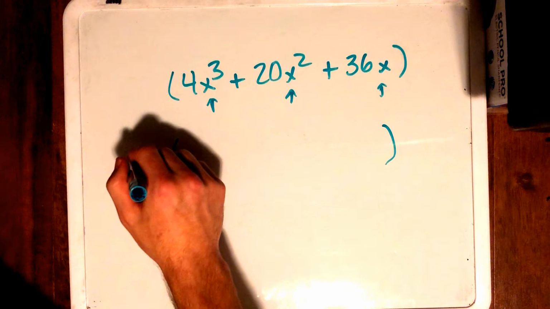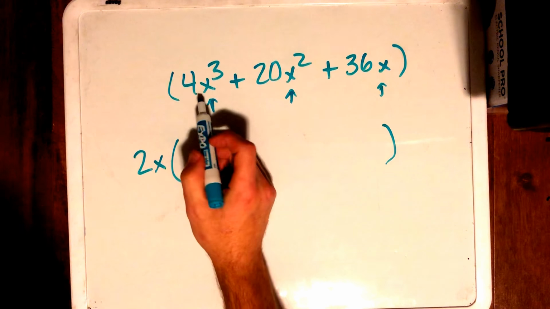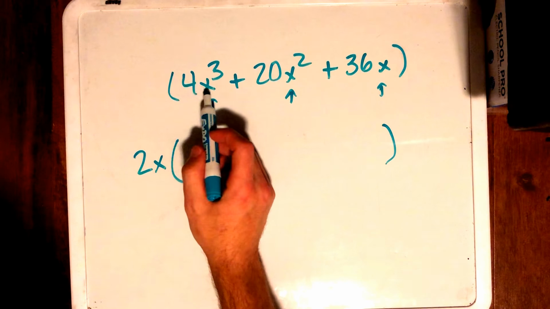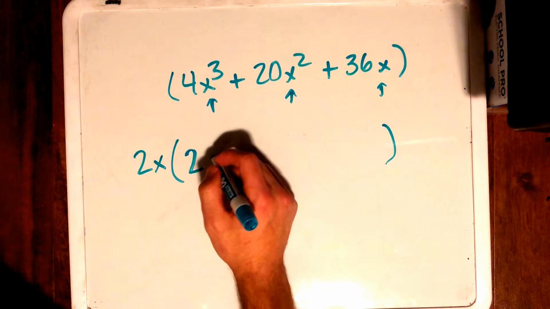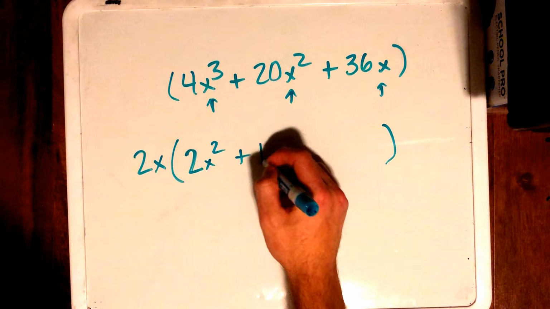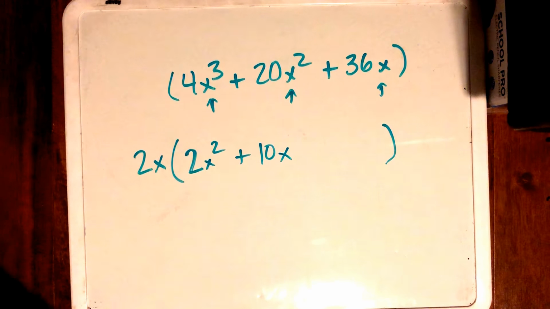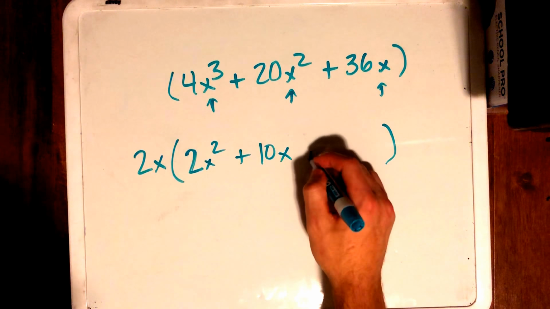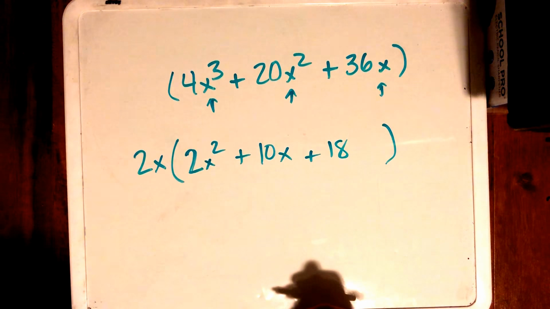Well, let's do that. Just like in the other video, I pulled out a 2 and an x. So that means we're dividing by 2. Well, let's do this. 4 divided by 2 is 2. x cubed divided by x, x squared. Plus 20 divided by 2 gives us 10. And then x squared divided by x gives us x. 36 divided by 2, 18. x divided by x gives us 1, so we can just leave that invisible.